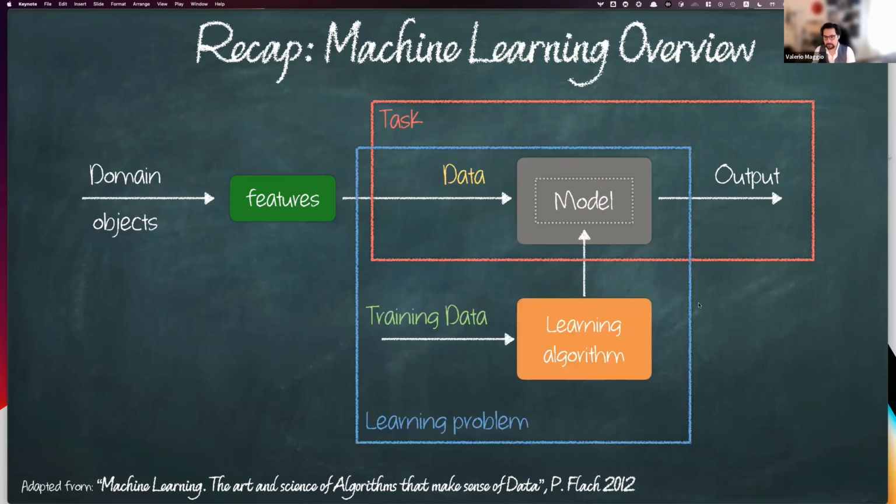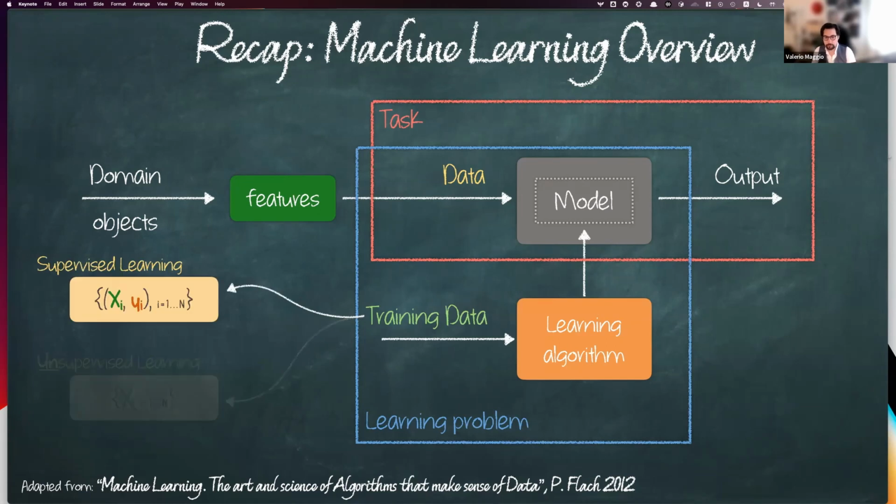In addition, the model is essentially an instance of a learning algorithm. And the whole combination of learning algorithm and the instance, so the model, is the learning problem we try to solve. And depending on how this training data is performed, you can have supervised learning or unsupervised learning. For this talk, we'll focus on supervised learning without any actual loss of generalizability.